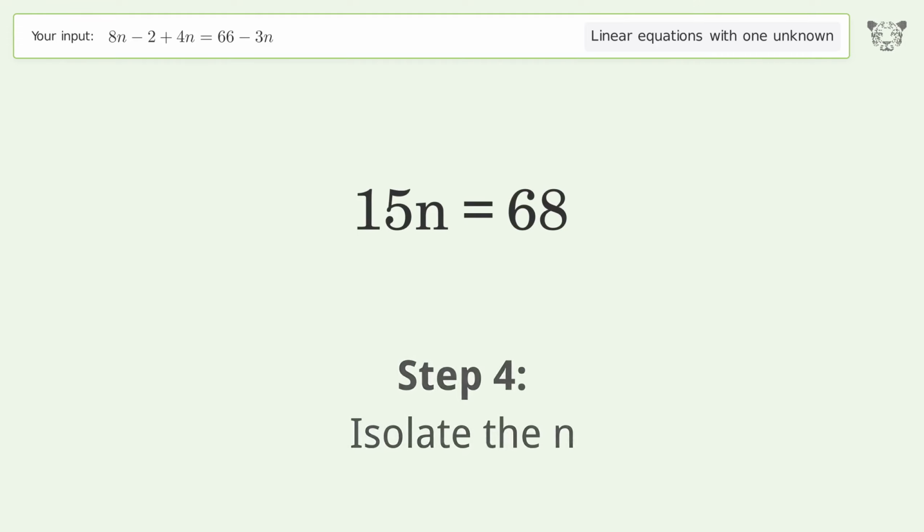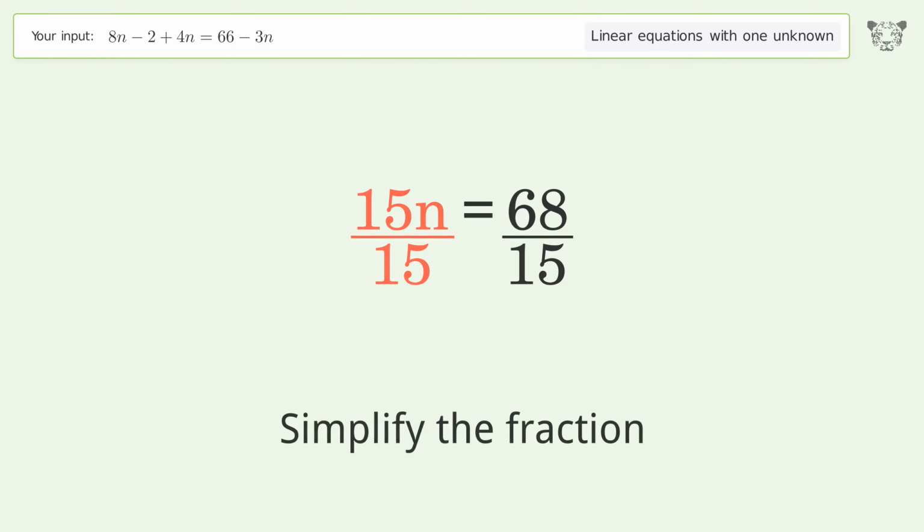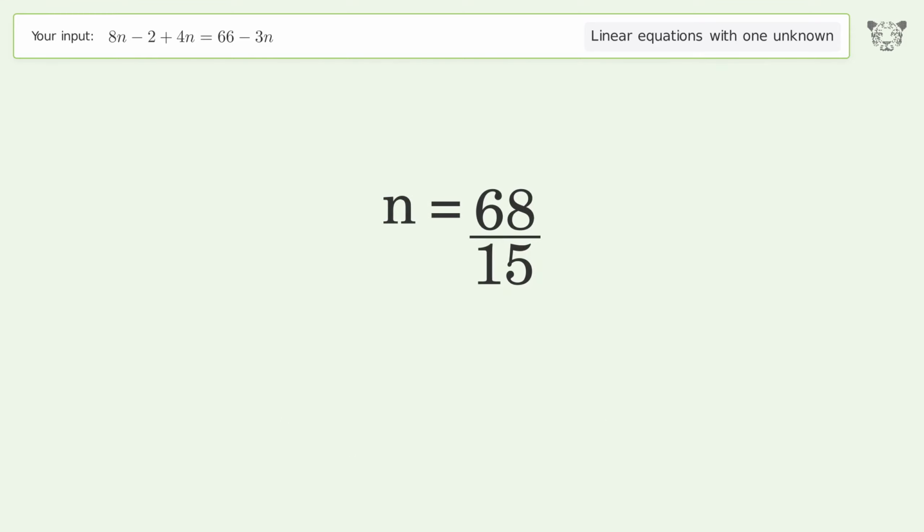Isolate the n. Divide both sides by 15. Simplify the fraction. And so the final result is n equals 68/15.